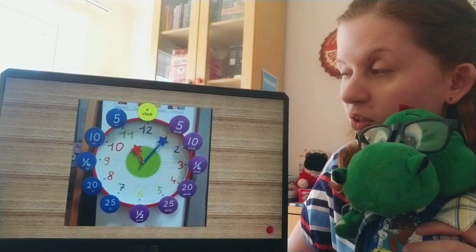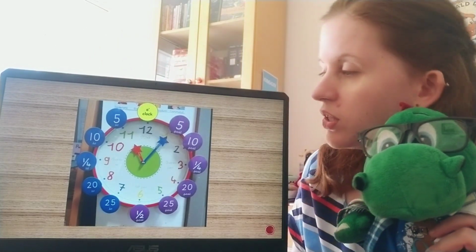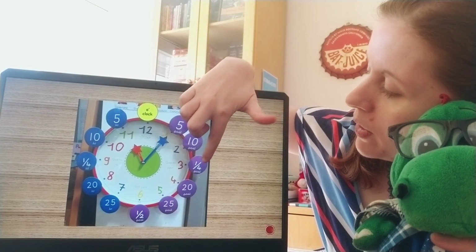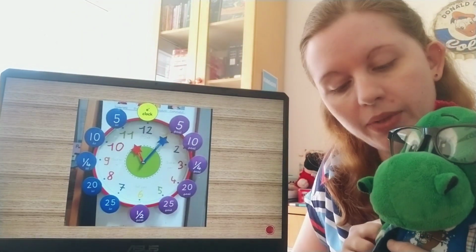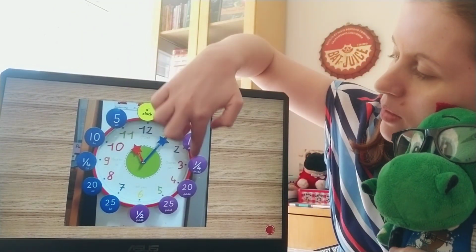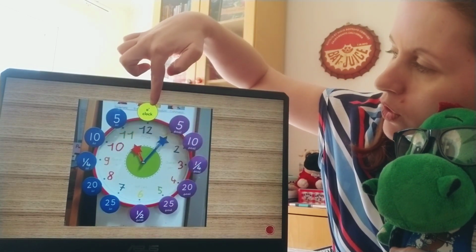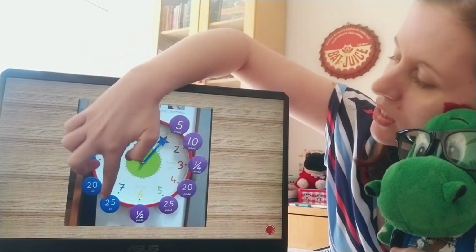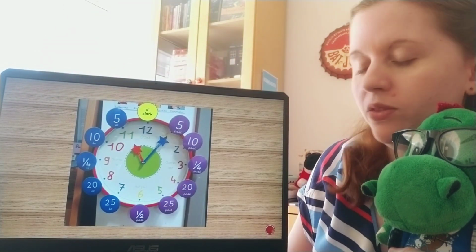Now in my classroom, I have these little stickers around my clock to help the children tell the time. So 5 past, 10 past, quarter past, 20 past, and I've put these ones in purple because P is for purple and P is for past. So when it's purple, you know it's past the hour. Of course, we've got o'clock at the top, and then it's blue for to. 25 minutes to, 20 to, quarter to, 10 to, and 5 to.